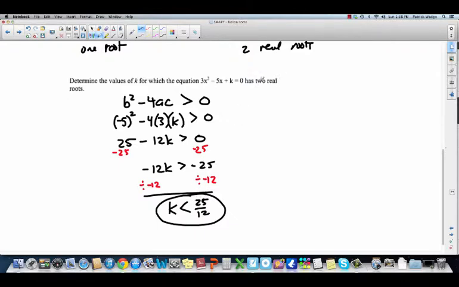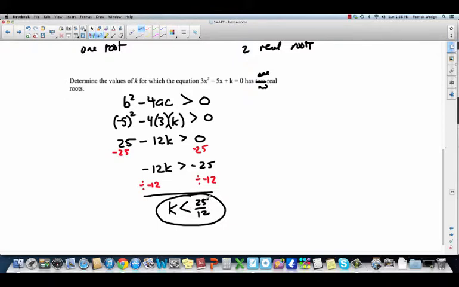Okay, what if this didn't say 2 real roots, it said 1 real root? Well, then you'd make this greater than sign just an equal sign, and so you'd end up with all the same. It'd be k is equal to 25 over 12. What if it didn't say 2 real roots, it said no real roots? Well, then you'd want b squared minus 4ac to be less than 0. Everything would stay the same, except you'd have the sign the other way. It'd be k is greater than 25 over 12.